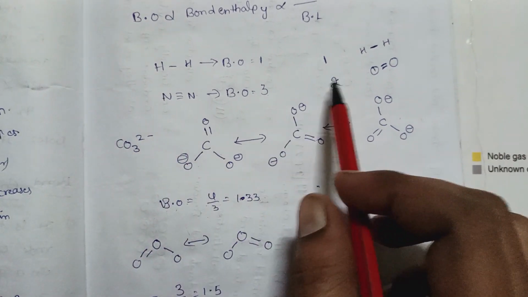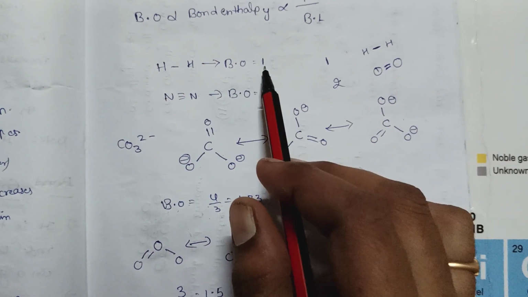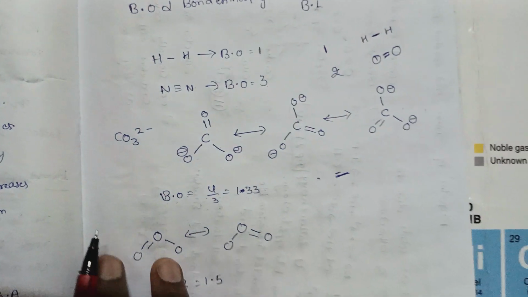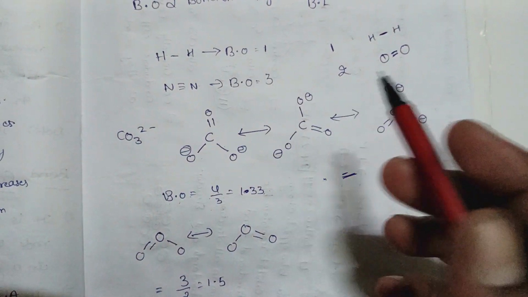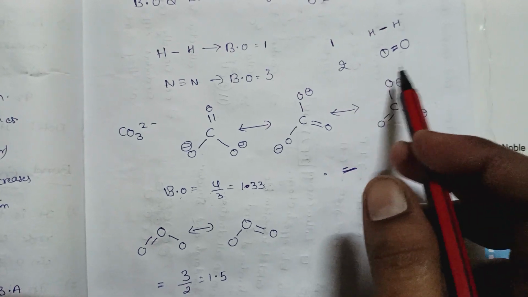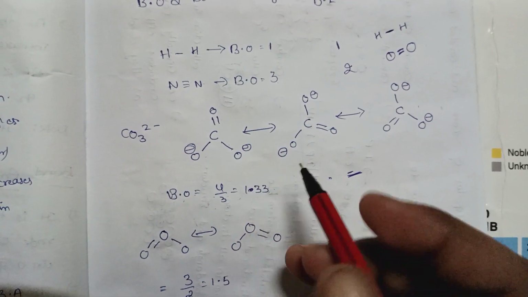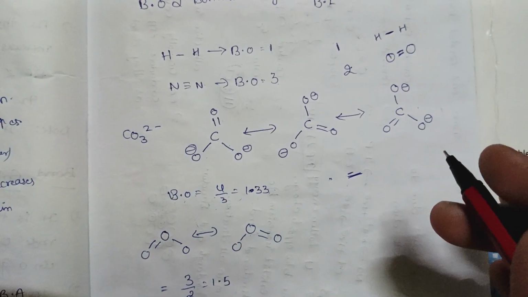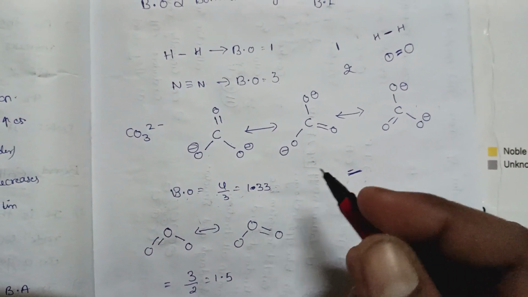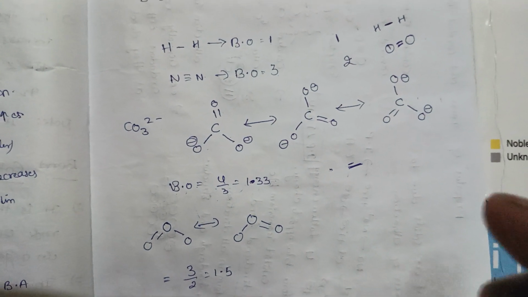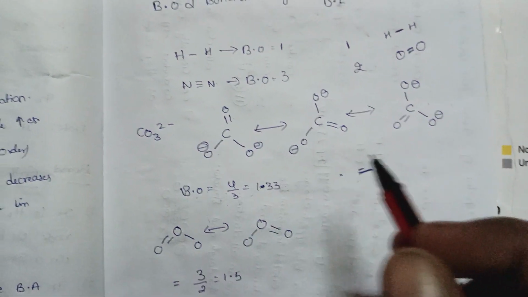So if the bond order is 1, the bond between two atoms is a single bond. If the bond order is 2, that means a double bond is present. If you get decimals like 1.5 or 1.33, it means 1.33 times greater than a single bond, where a single bond is present in the molecule.